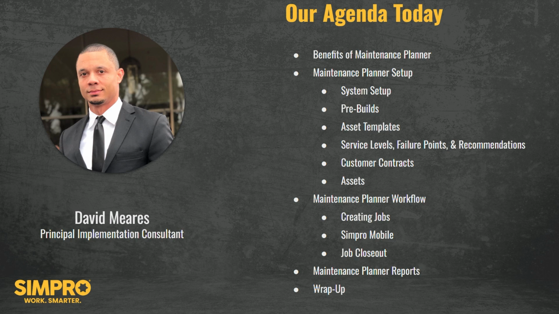We'll then jump into the Maintenance Planner workflow so we can see how it all functions, and that will include creating jobs, how the field guys will interact with it via Simpro Mobile, and then coming back into the office to do job closeout, which will include the idea of billing. The last bit we will talk about before we wrap up is going to be our Maintenance Planner reports.